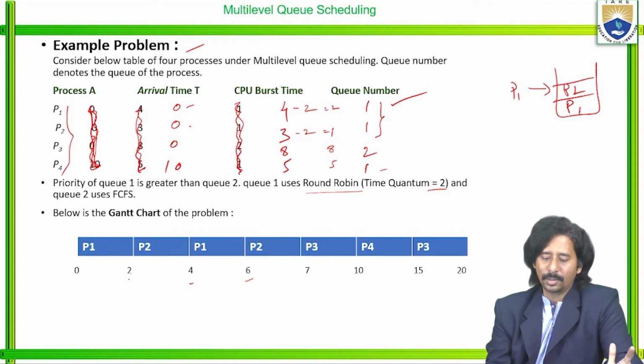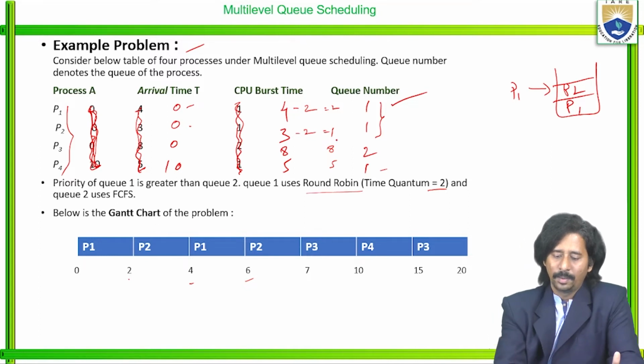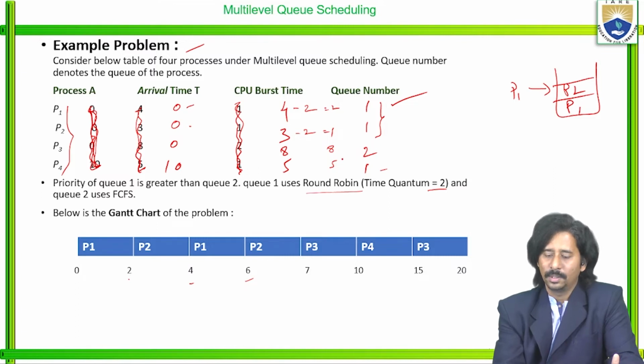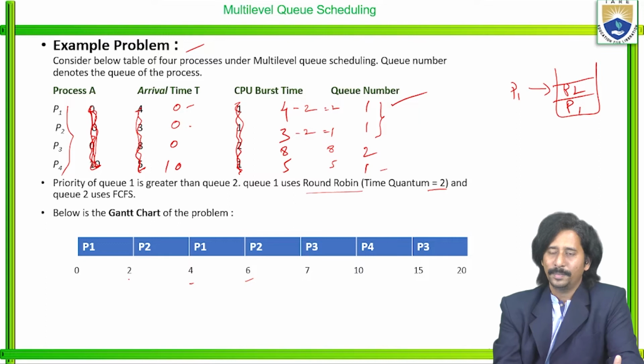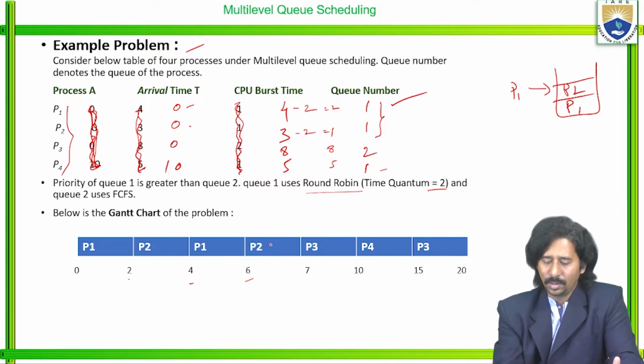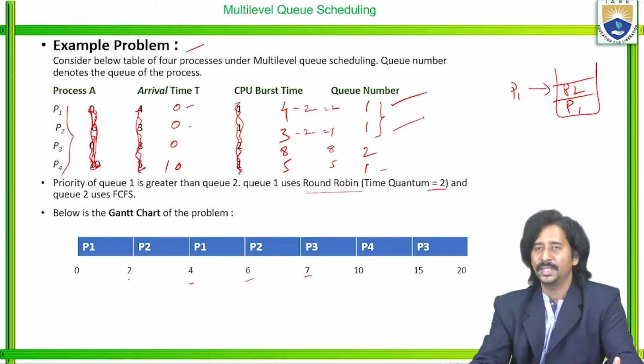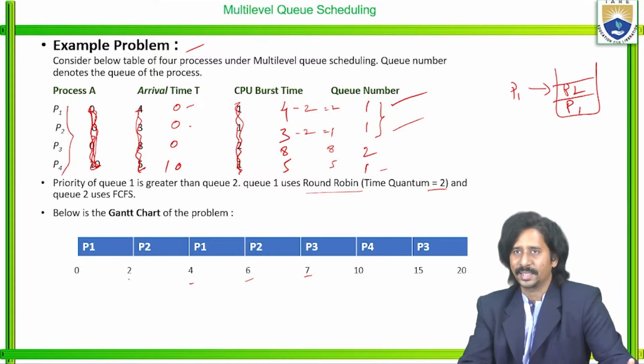Now we need to compare P2 with 1 millisecond, P3 with 8, and P4 with 5. We compare P2 at 1 millisecond and P4 at 5 milliseconds, because these two come under the same queue level. Which is the smaller one? P2 takes only 1 millisecond, so it's time for P2 to execute. 6 plus 1, 7. Now P2 is also executed successfully.